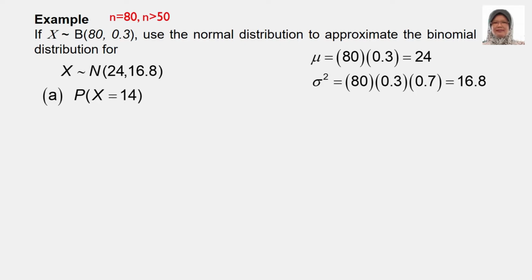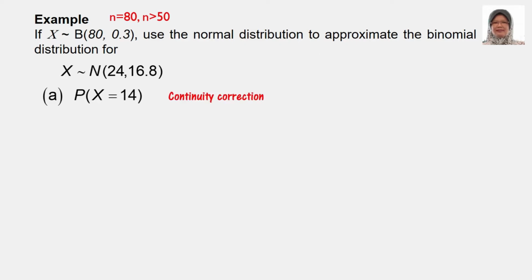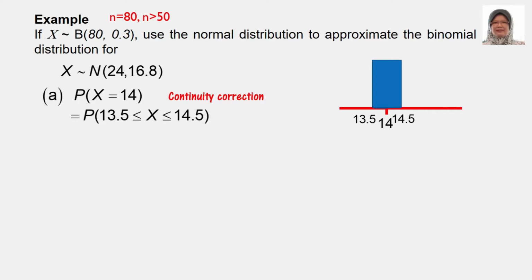For A, P(X equal to 14). Do continuity correction. With this diagram we can understand better. We draw X equal to 14. The graph is only one line, so no area. So we must add 0.5 to 14, we get 14.5, and minus 0.5, we get 13.5. So it becomes an area. We can write P(13.5 less than or equal to X less than or equal to 14.5).